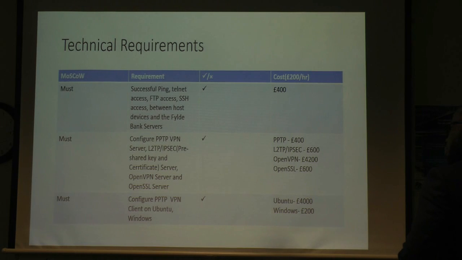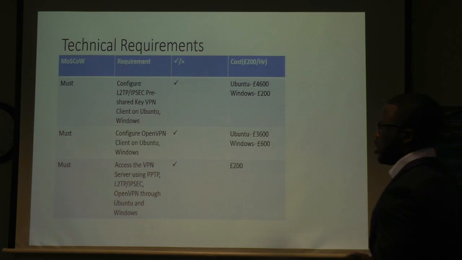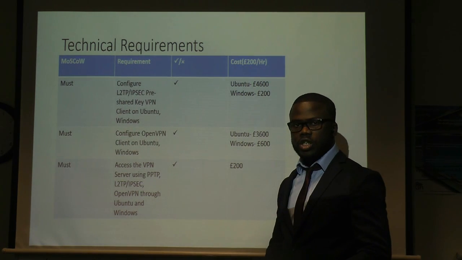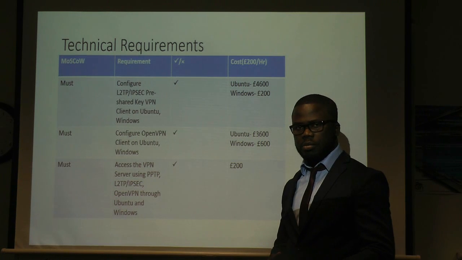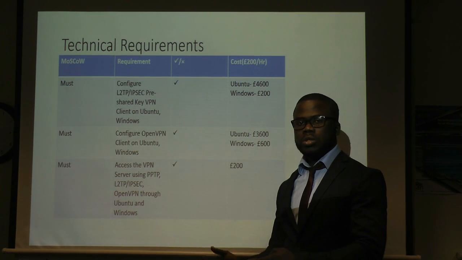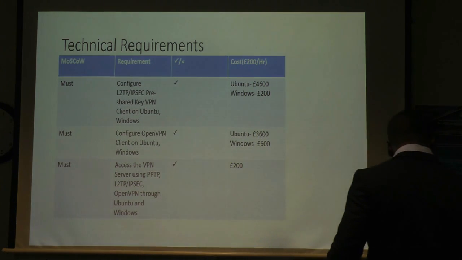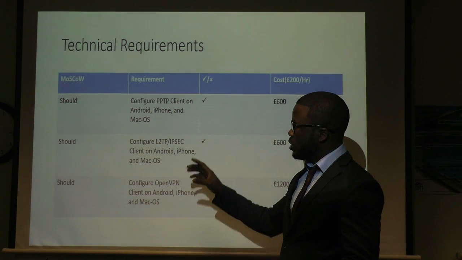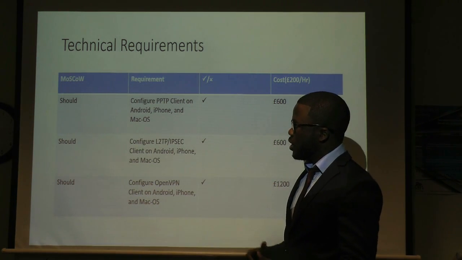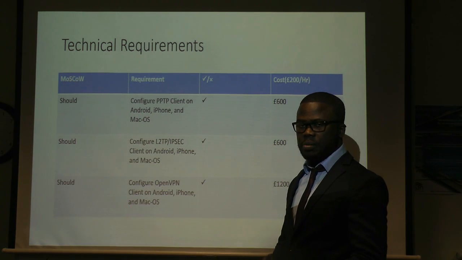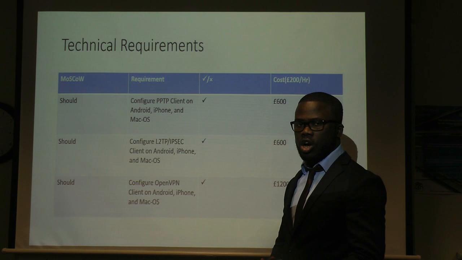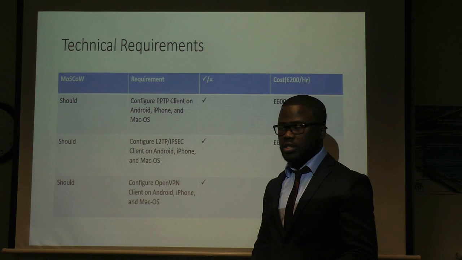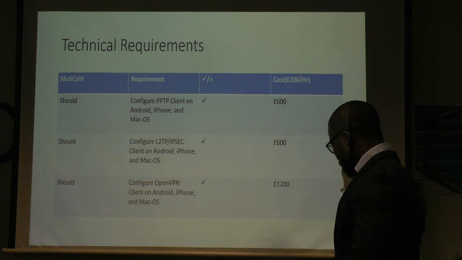The other task that must be covered under most prioritization is the configuration of HTTP, IPsec, OpenVPN, and PPTP on both the Ubuntu client and Windows client. Having covered that, I had to configure the PPTP client, HTTP, IPsec client, and OpenVPN client on Android devices, iOS devices, and Mac OS devices, which I successfully implemented.